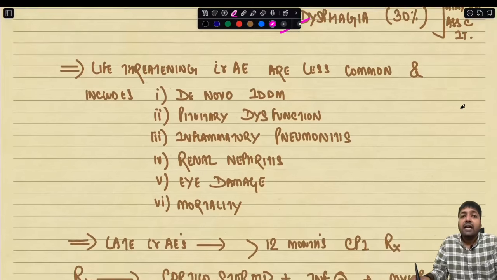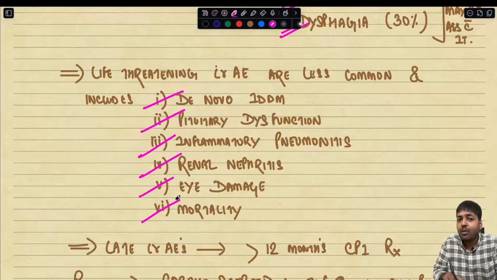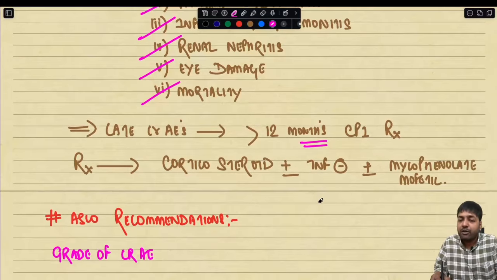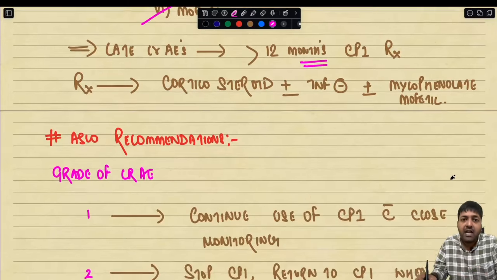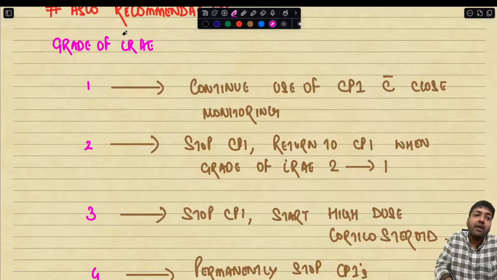Okay. Life-threatening immune-related adverse events are less common and include de novo insulin-dependent diabetes mellitus, pituitary dysfunction leading to endocrine disorders, inflammatory pneumonitis, renal nephritis, eye damage, mortality. Late immune-related adverse events are those which occur more than 12 months after initiating checkpoint inhibitor therapy. The treatment of these adverse effects includes corticosteroids mainly, plus or minus TNF inhibitors, plus or minus mycophenolate mofetil.